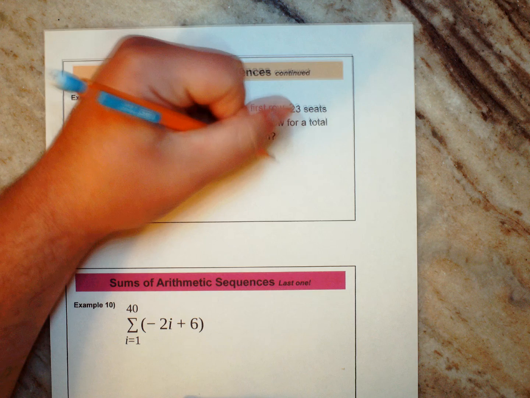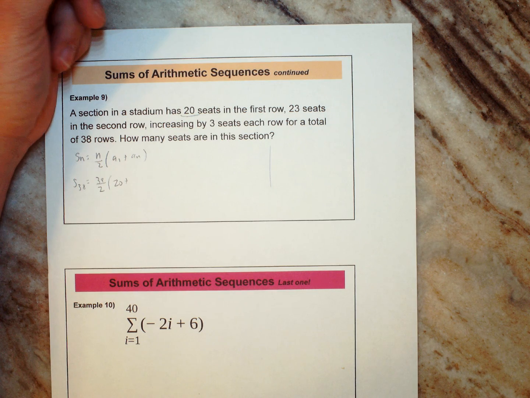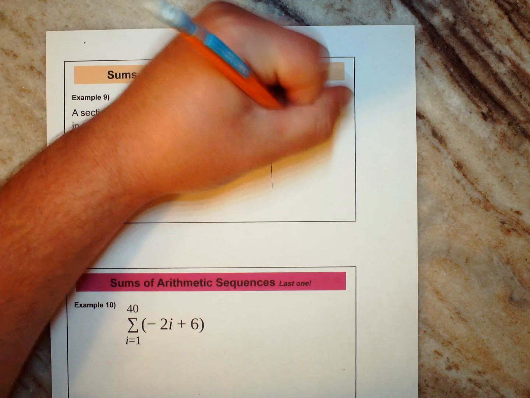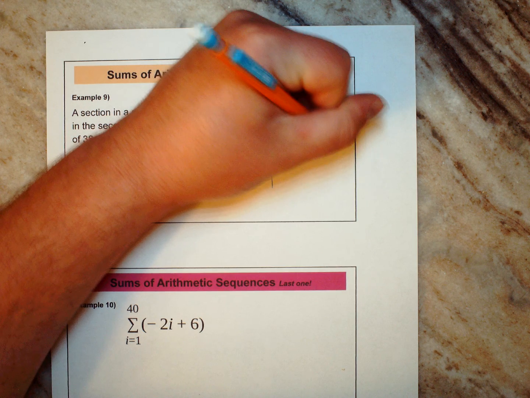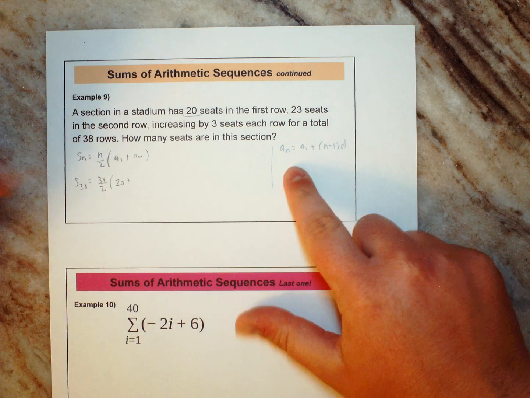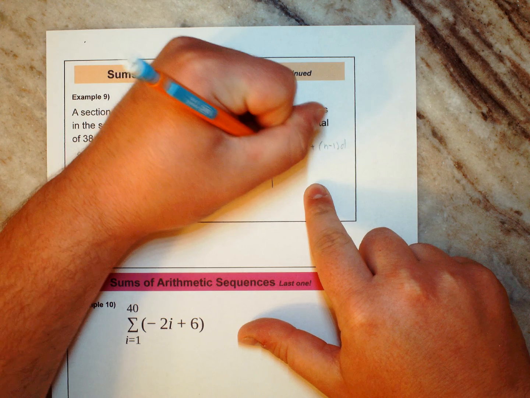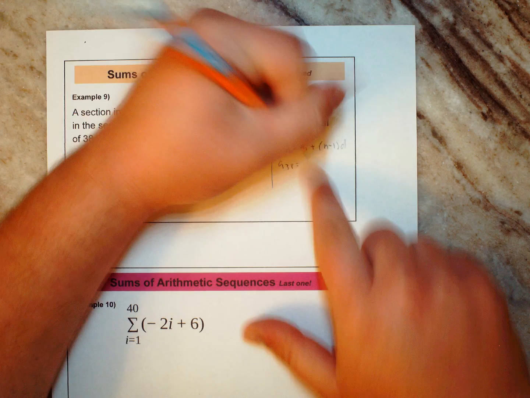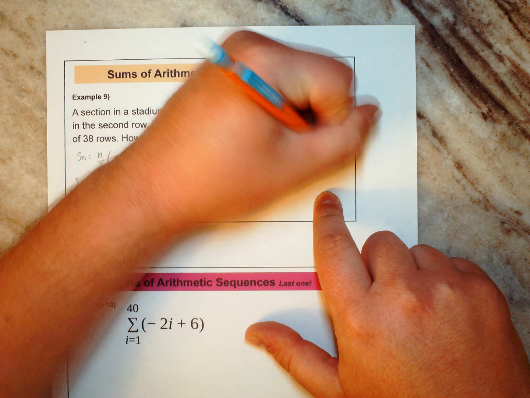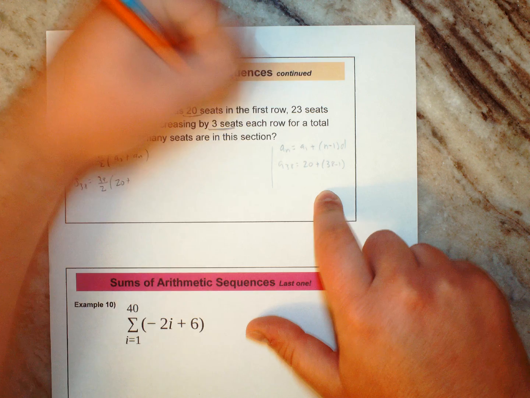So we're going to come over here to the side and try to figure out how many seats are in that last row. So we're going to go right back to an equals a1 plus n minus 1 times the common difference. So there are a lot of formulas in this lesson, but they're all small and easy. You just got to plug the right numbers in. So in the 38th row, we're going to use how many seats are in the first row? 20. Plus n minus 1, so 38 minus 1, times the common difference, which is 3.